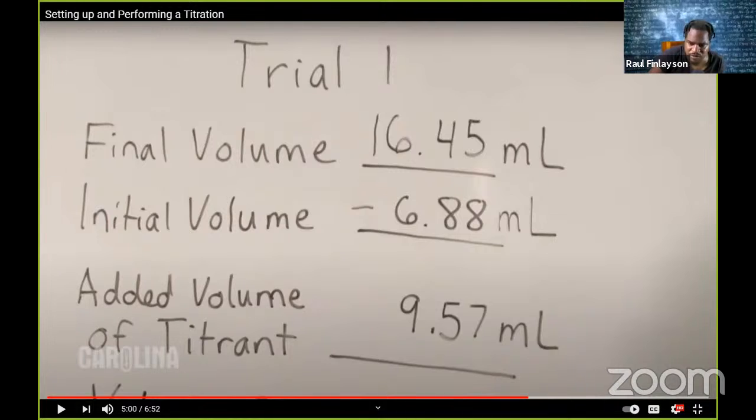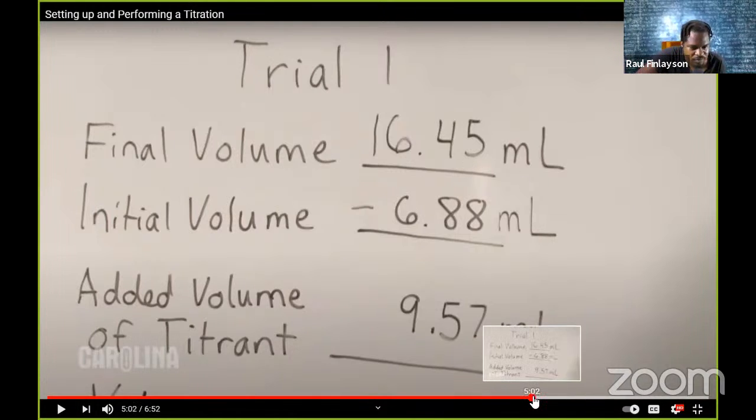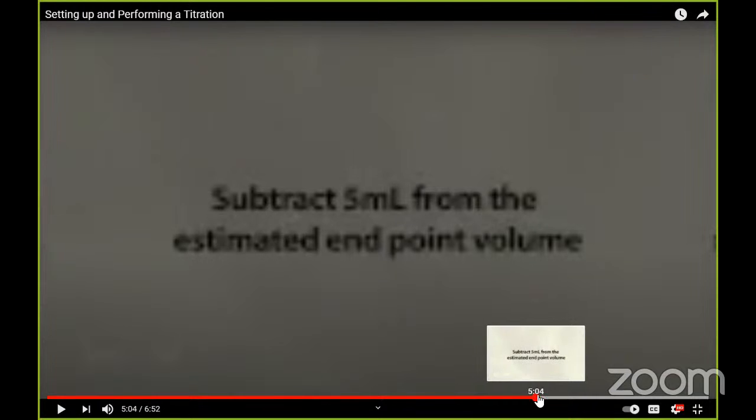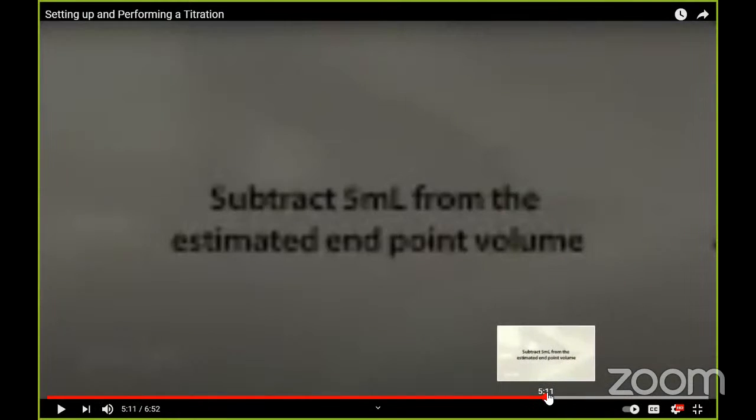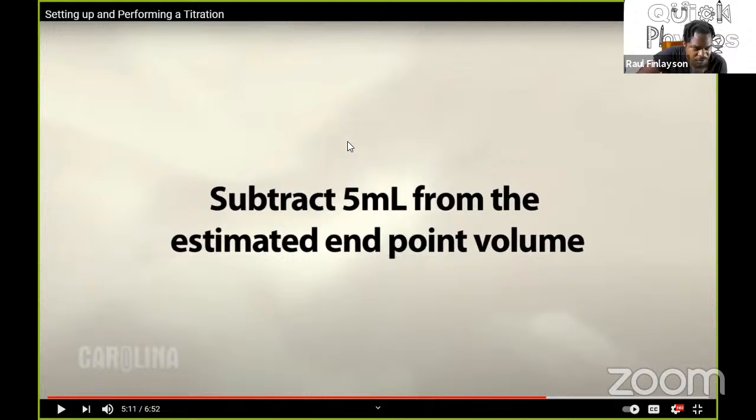So you're going to have your final, your initial, and then your volume added. I'm going to switch back the screen shortly to see what that will look like in table form. But you'll get marks for that in the lab. All right, any questions here, guys? No, sir. All right. So now let's see what happens here.